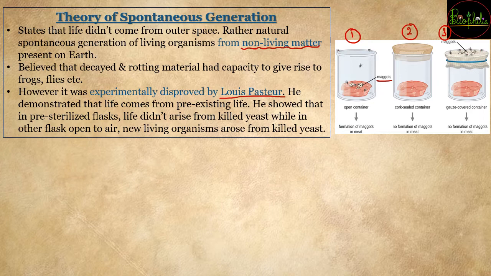So he then said, now that something has been disapproved, you have to give another theory that people can approve. So he tried to demonstrate that life comes from pre-existing life. Now what did he say? That if a life has to come, where will it come from? It will come from pre-existing life.